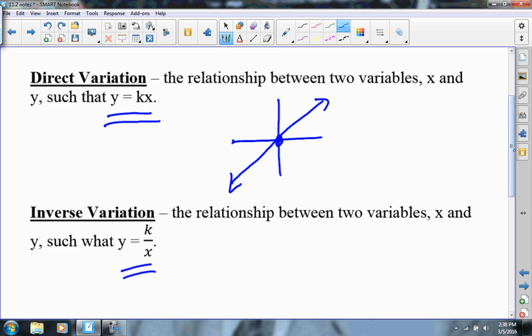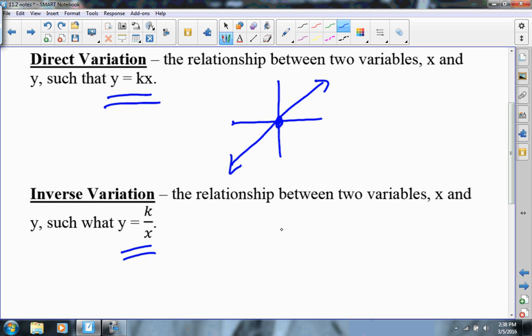And then inverse variations, their graphs are more swoopy, I guess is a way to call them. They have more curves. So there's a curve there, and then there's a curve there. And those curves are kind of like exponential growth or decay curves. And there's going to be one in the first quadrant and one in the third quadrant. Or there could be one in the second and one in the fourth.